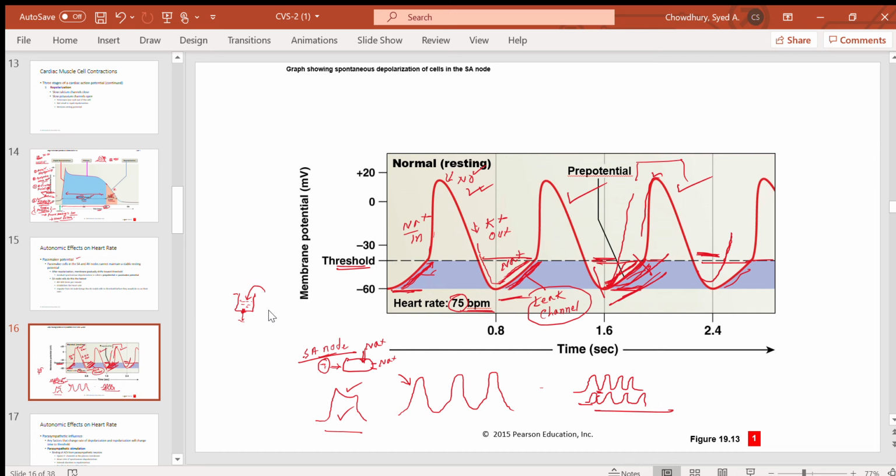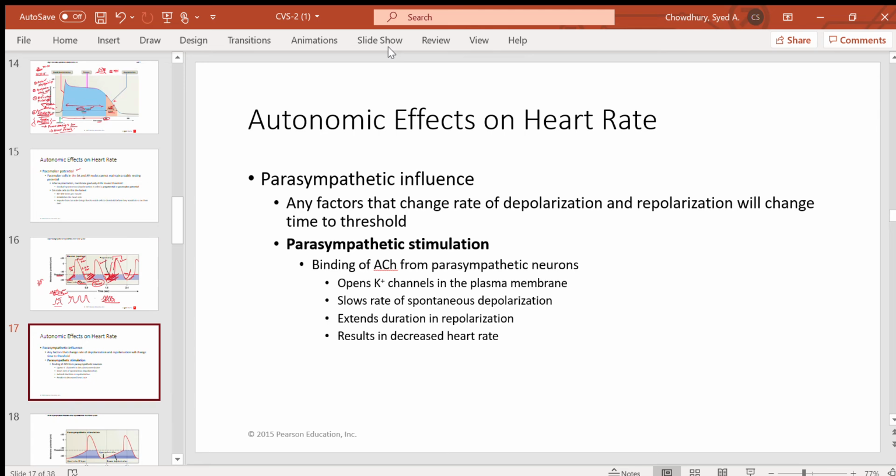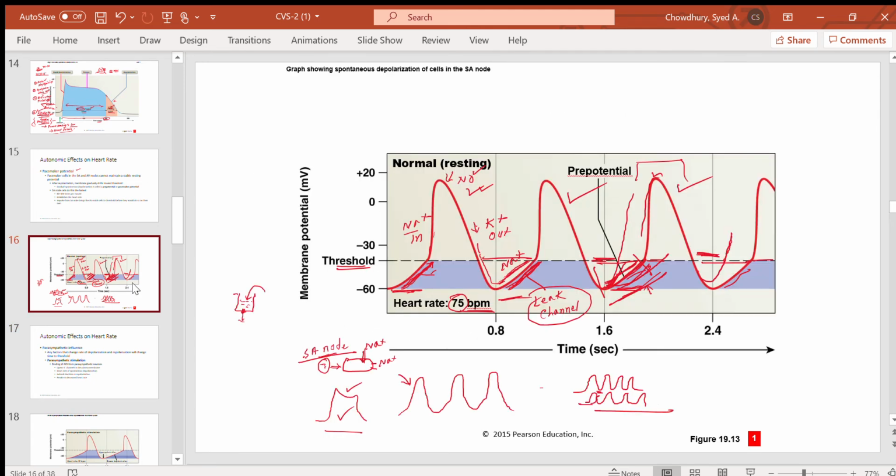And we have medicines that can work here to increase or decrease the heart rate. For example, the hormone adrenaline, which is secreted when you get scared or excited, makes this faster, so the heartbeat will be more. And another chemical called acetylcholine or ACH will prolong this, so the interval will be longer and the heart rate will be slow.